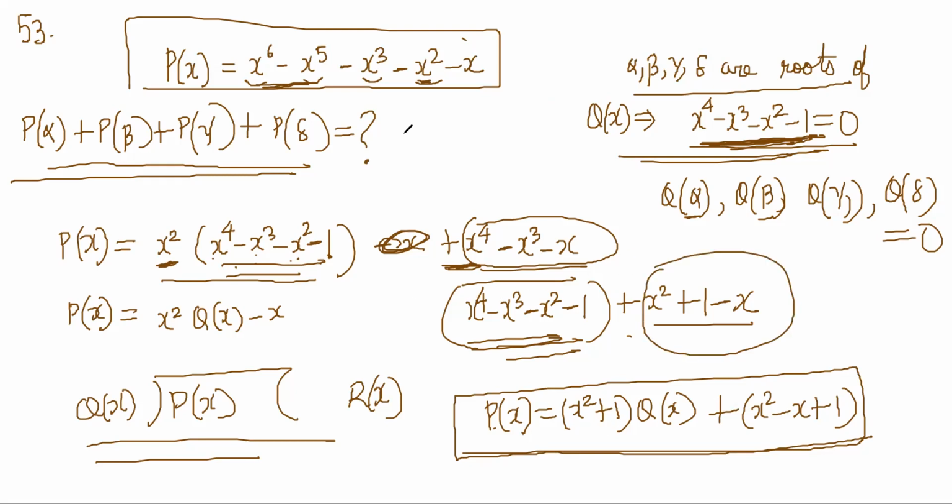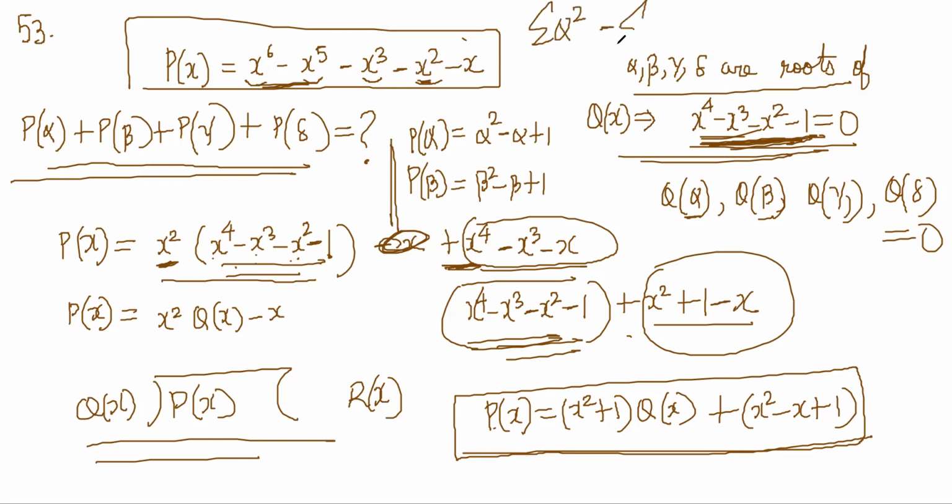P(x) is this. So after that, P(alpha) is just alpha square minus alpha plus 1. P(beta) is just beta square minus beta plus 1. And after that, it is simple because you know what to do with alpha plus beta plus gamma plus delta and all from here. When you add up all of this, you have to do sum of squares of alphas minus sum of the terms plus 4, right? That is the answer.